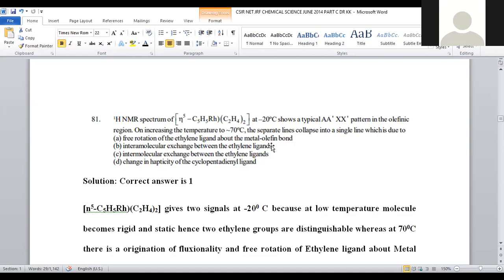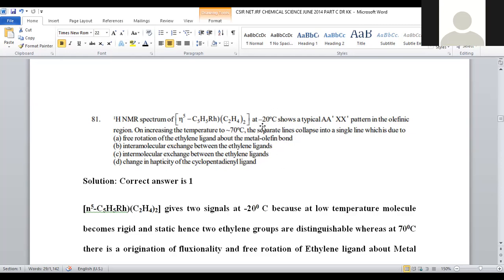That is called fluxionality. It is available whenever we raise the temperature, as they will have free rotation around the bond so that there is interchanging in position, and all the protons in ethylene become equivalent, all being interchanged. So we can't predict which proton belongs to which ethylene molecule. So the proton NMR of that kind of ethylene will be equivalent in nature, and we will get a single signal at 70 degrees, because of the availability of free rotation and the induction of fluxionality in the molecule.